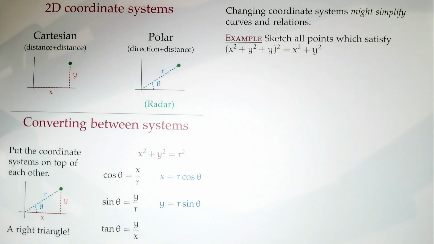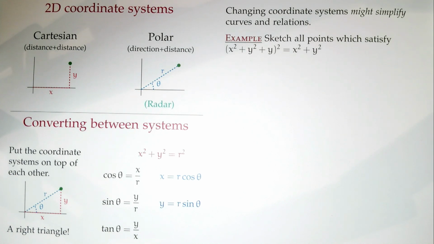All right. Now, why do we have different coordinate systems? Well, it can be the case that changing coordinate systems can help simplify the curves that you're looking at and any relationships that you might see. So we're going to do an example here. Let's sketch all points which satisfy the following. (x squared plus y squared) all squared is equal to x squared plus y squared.